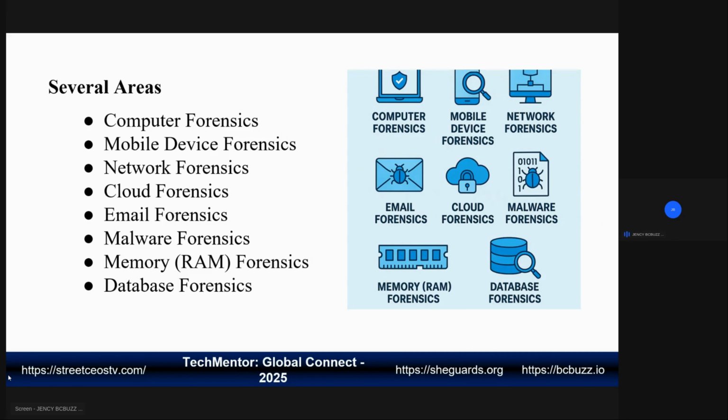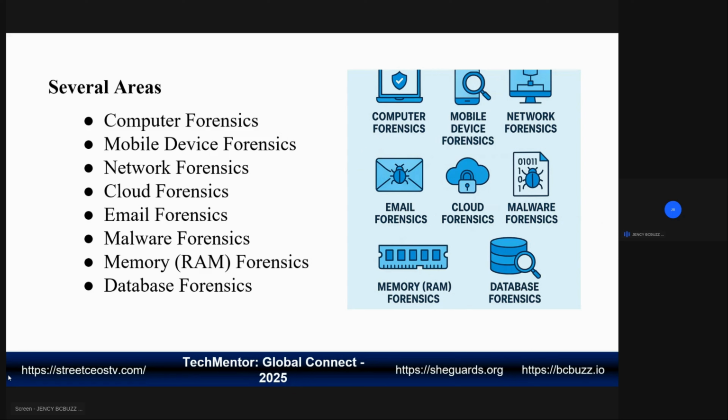The fifth one is email forensics. Ever wonder where a phishing or spam email comes from? That's where email forensics comes in. In this field, investigators examine the content of the email, the metadata like headers and timestamps, attachments, and so on. This helps trace the origin and purpose of a suspicious email.